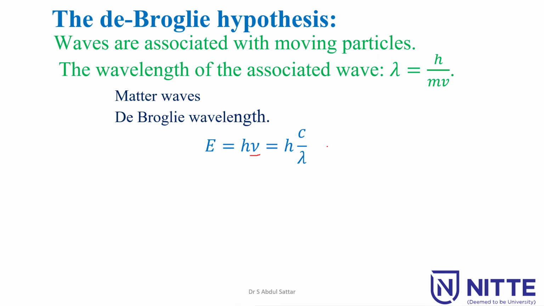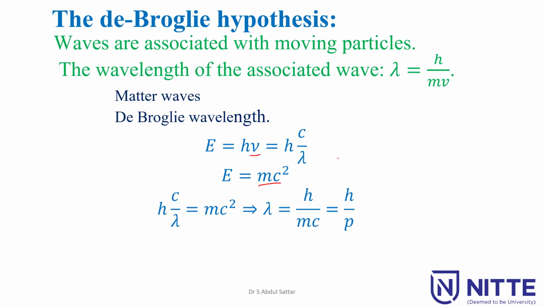And when the photon comes to rest, the rest mass of the photon is 0. So when the photon comes to rest, that mass is converted into energy according to Einstein's mass-energy relation, E equals mc squared. If you equate these two formulas, then mc squared equals hc by lambda. The c squared cancels here, therefore lambda equals h by mc.